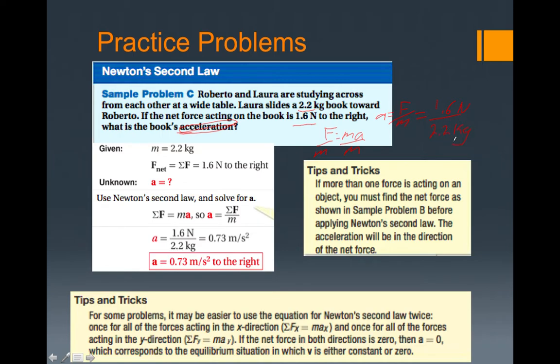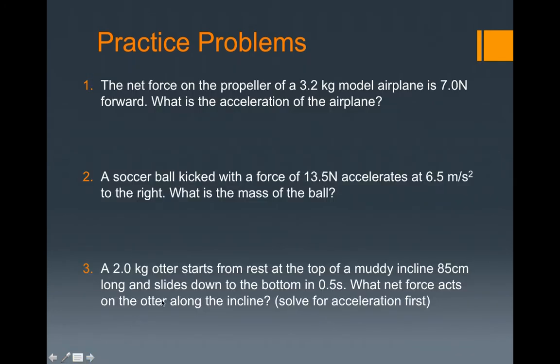If you divide those two numbers, 1.6 divided by 2.2, you should come out with an answer of 0.73 meters per second squared, which is shown down here. So 0.73 meters per second squared to the right, because you divided those two, and that's what we got. This is Newton's second law. So pretty straightforward.